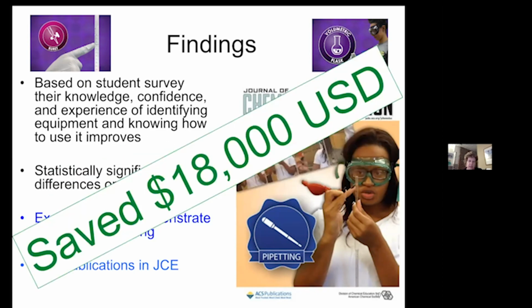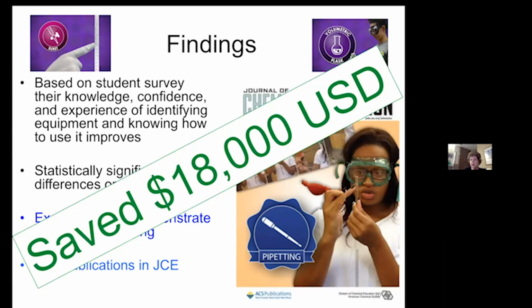So the big thing in terms of US dollars is we've probably saved, across the lifetime of this implementation, somewhere close to $20,000. And it's simply because the students know how to use the equipment, and they don't break it as often. I'll be honest about that.